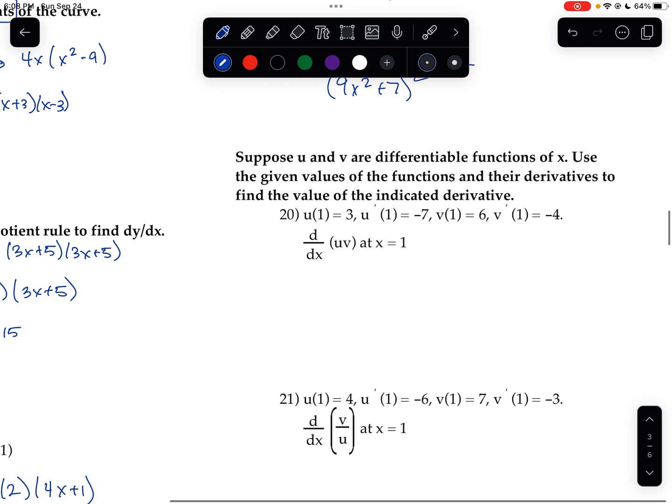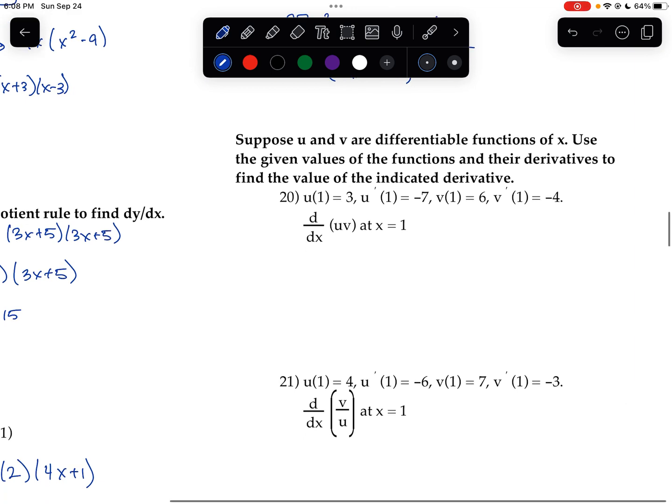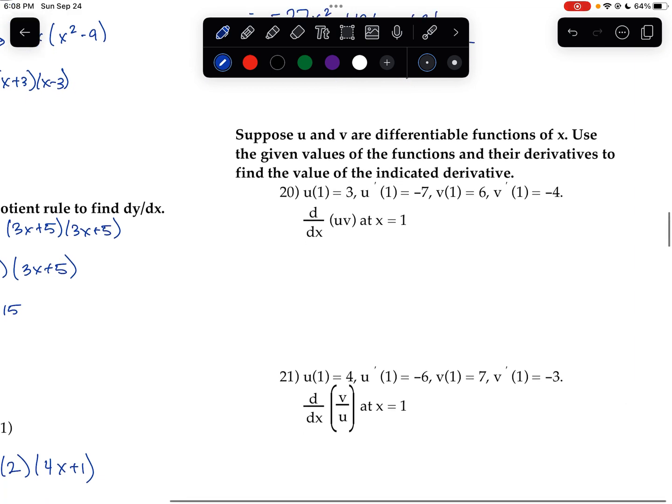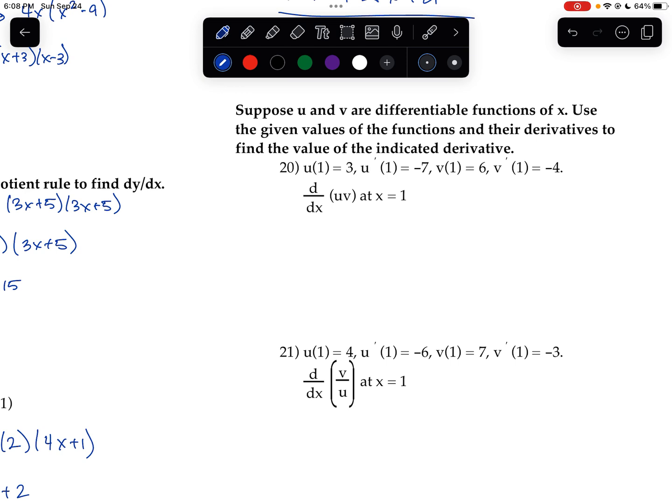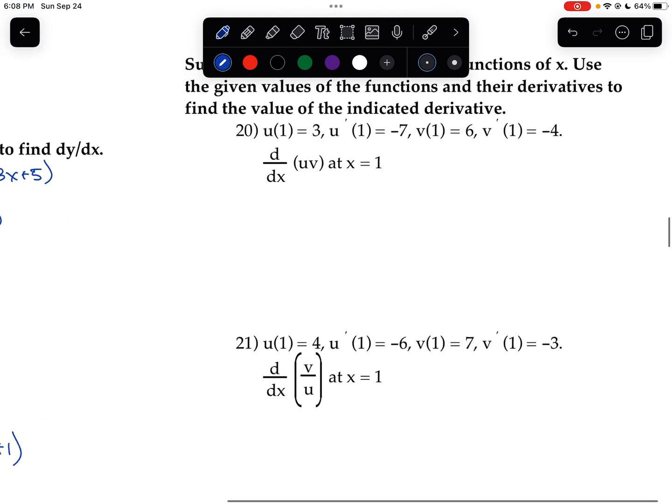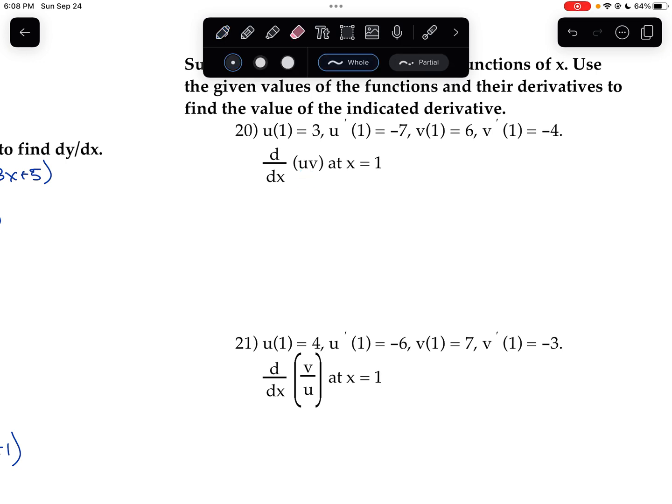Alright, suppose u and v are differentiable functions of x. Use the given values of the functions and their derivatives to find the value of the indicated derivative. So we don't know the actual definition of u or v. We just know some outputs of their functions and their derivatives. But since they are functions of x, then we'll just take the derivative. So you'd use the product rule. So the first times the derivative of the second plus the derivative of the first times the second.